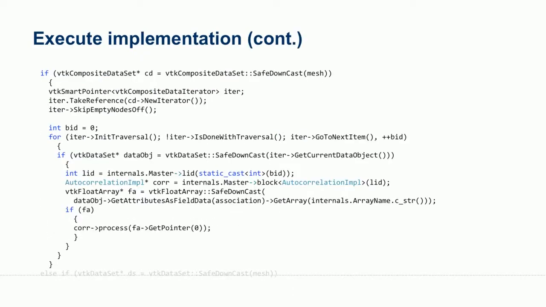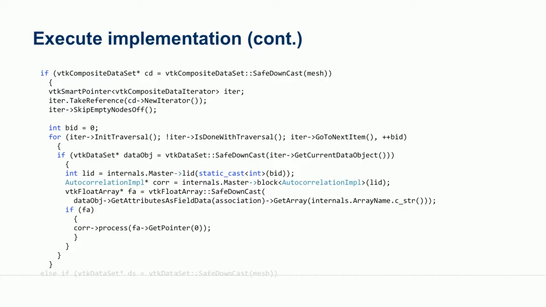So now scrolling down further in the function, we've already gotten the data, and we've initialized our DIY block set. We have the arrays that we need in the data set. This composite data set safe downcast is, again, a dynamic cast, wrapped in this wrapper that VTK uses. We're passing in the mesh, which is a VTK data object star, and we're expected to get out a composite data set. So there's actually two cases that we care about.